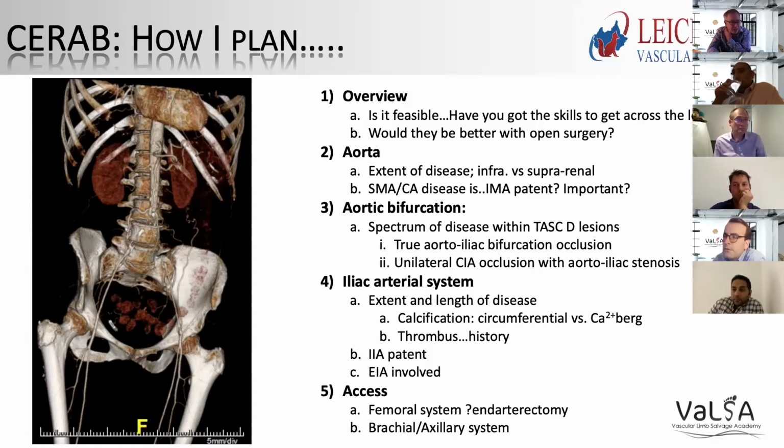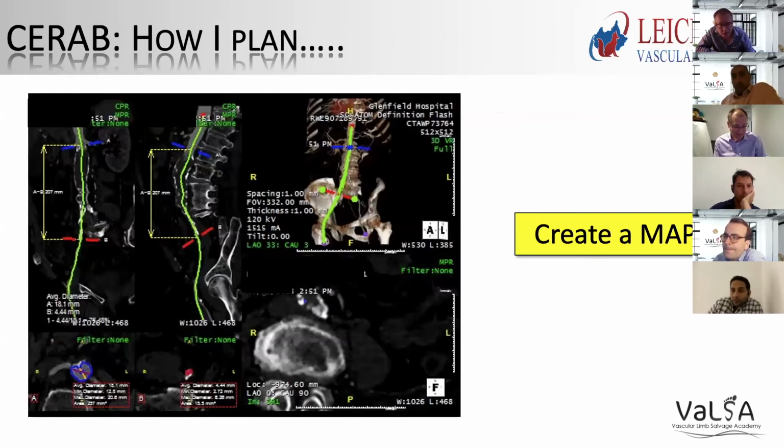And then you've got to look at your access. Like I say, the vast majority of the ones that we've done, we include a femoral endarterectomy and some form of external iliac treatment. Certainly in our experience, the potential drawback to CERAB is not so much the aorto-iliac stents, it's the external iliac arteries themselves. The ones who've ended up having repeated interventions tend to have them for external iliac artery disease recurrence.